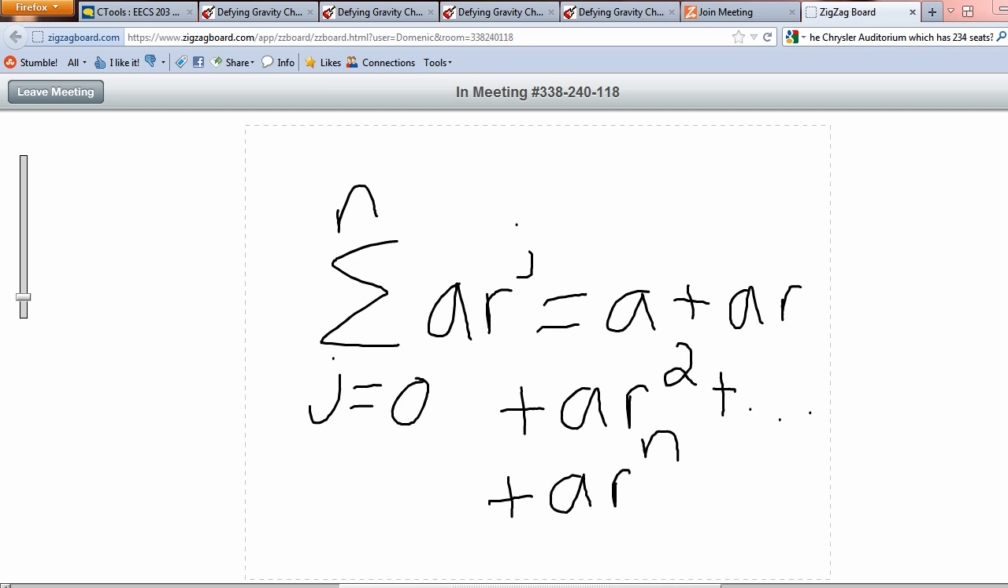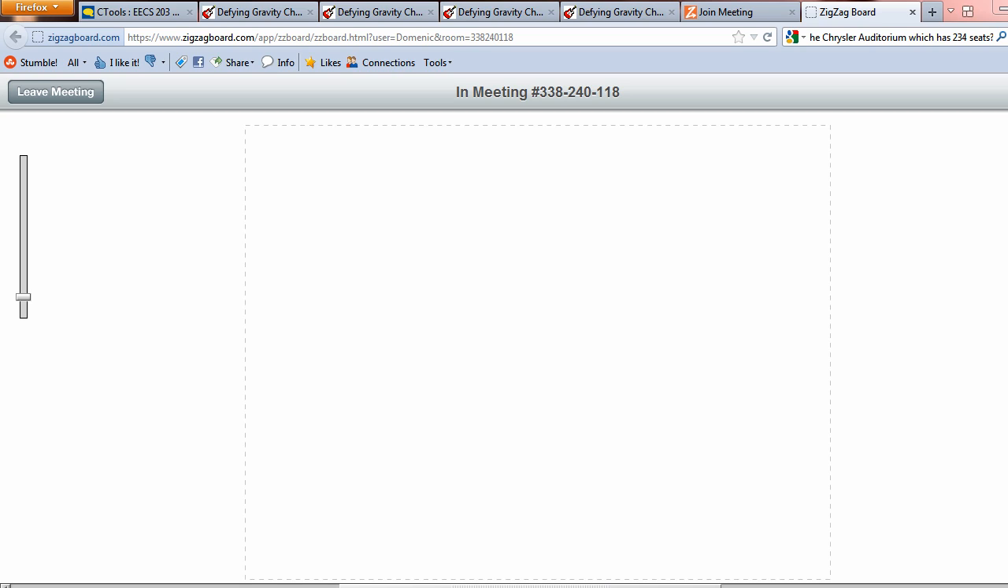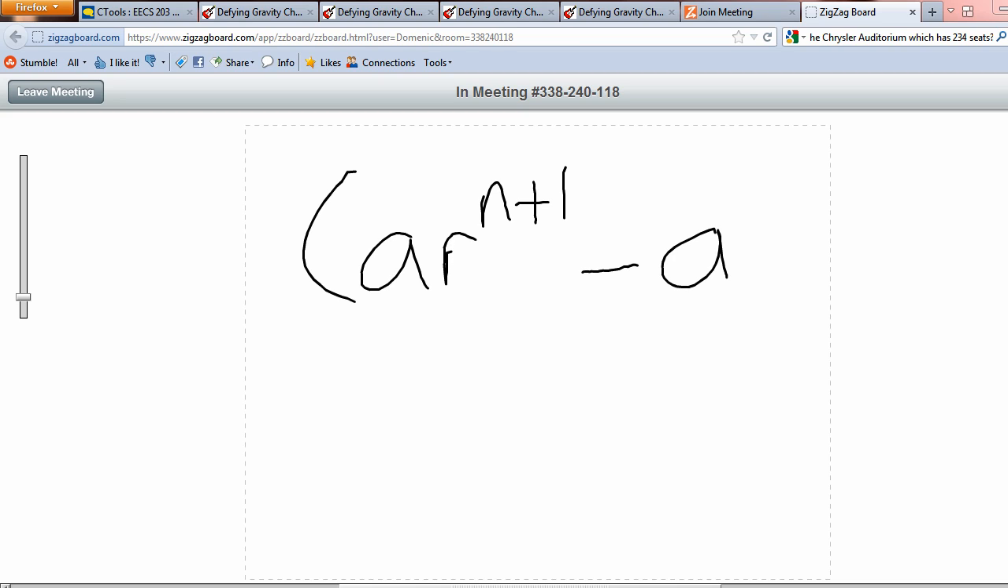Now there's a formula to find the value for this, and that is given by a times r to the n plus 1 minus a, and that quantity divided by r minus 1.